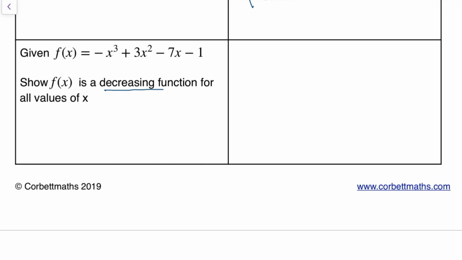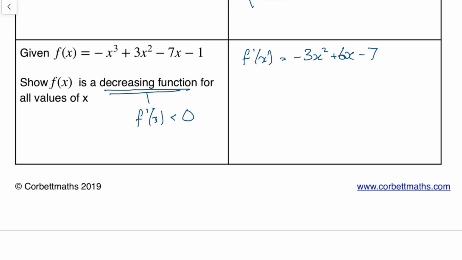Now, the point of this question is you need to know decreasing specifically means that f dash of x, the first derivative, is less than 0. So don't talk about it going down or anything. You have to talk about the change in gradient, in other words, or the change in y, or the gradient. In other words, you're differentiating. So let's differentiate. So f dash of x is equal to -3x squared plus 6x minus 7. And I need to show that it's always decreasing.